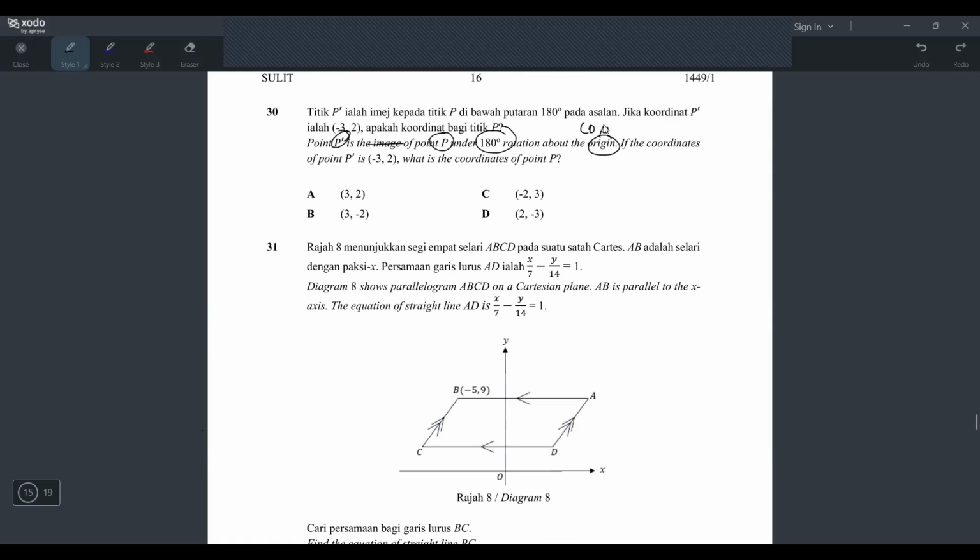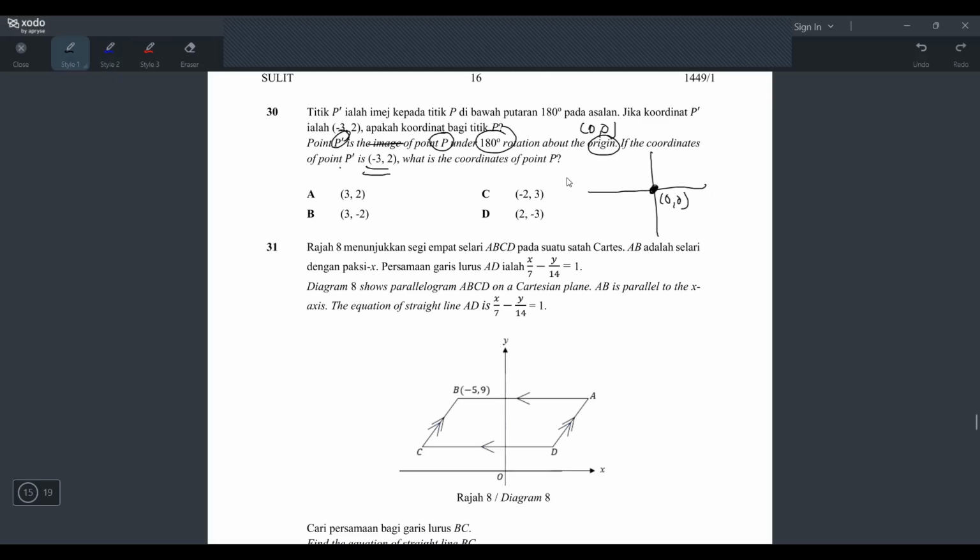Number 30, point P prime is the image of point P under 180-degree rotation about the origin. Origin means 0, 0. The center is 0, 0. If the coordinates of point P prime is negative 3, 2, what is the coordinate of point P? Okay, let's see. P prime is the image of P under 180-degree rotation about the origin. So now the center is at the origin. So usually when I teach you rotation, I said, kalau ada bagi rotation center, straight away draw a cross. So let's draw a cross. All right. And we also know the center is at 0, 0.